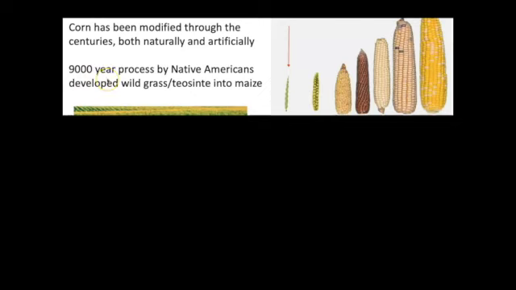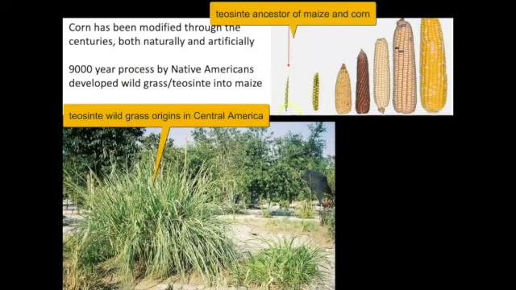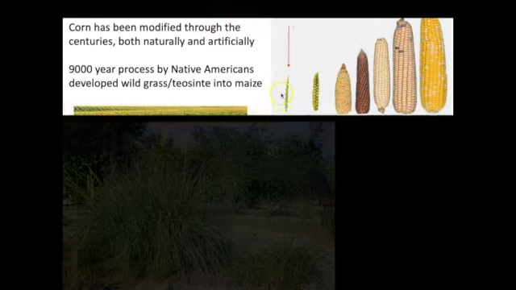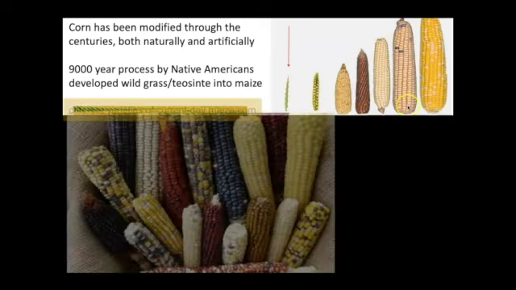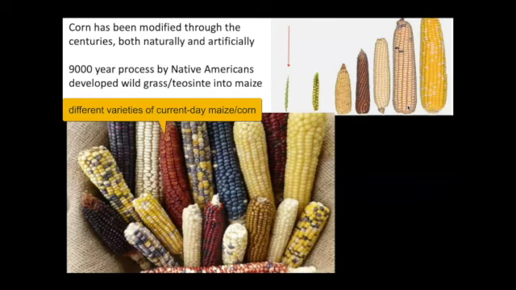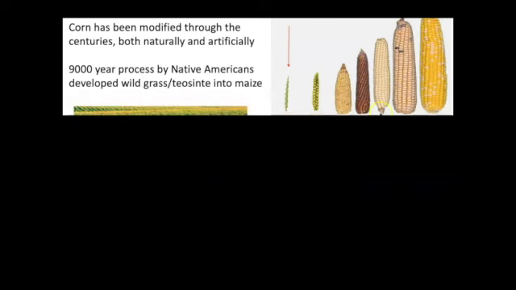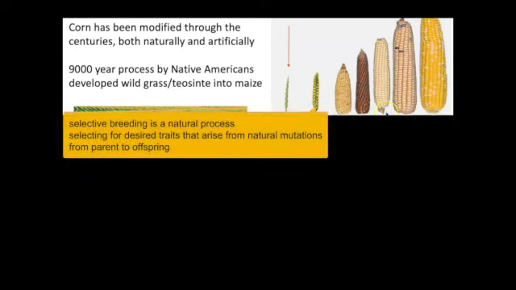So with selective breeding, this is a 9,000-year process that Native Americans developed over time from a wild grass called teosinte that has no ears, no cobs, and no kernels. Over 9,000 years, Native Americans developed this by selective breeding, selecting for the wild grass that had some cobs and larger, eventually getting into what's known as maize. So this is natural, selecting for the size of the cobs, the size of the kernels, and for crop yields due to natural mutations that occurred in the genes, in the DNA.